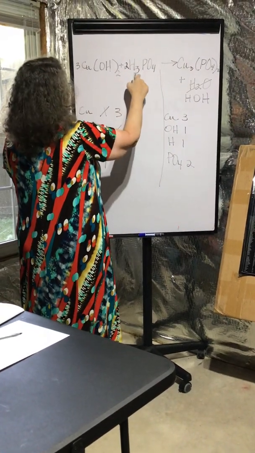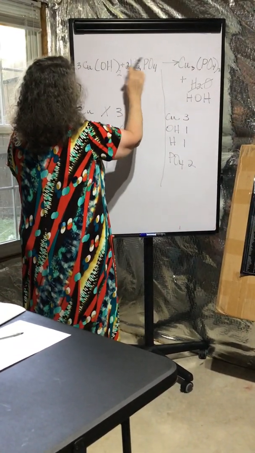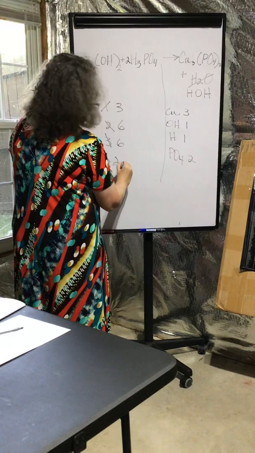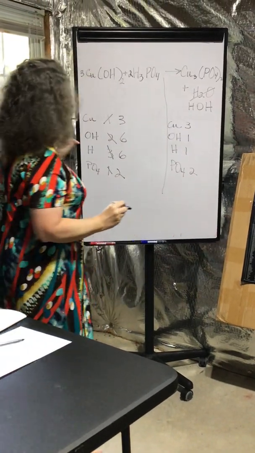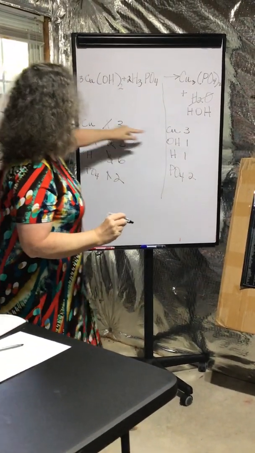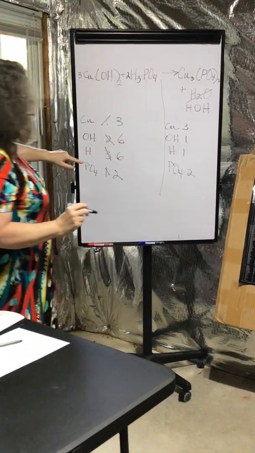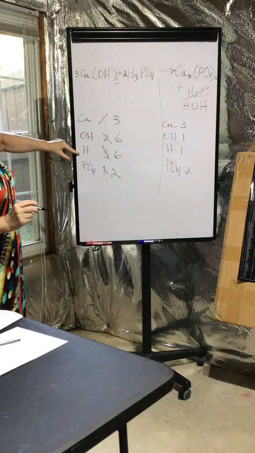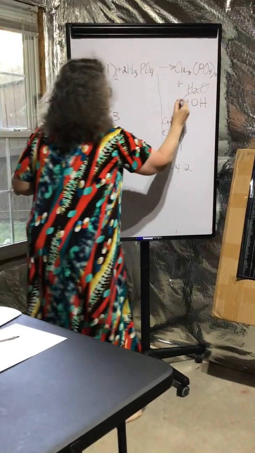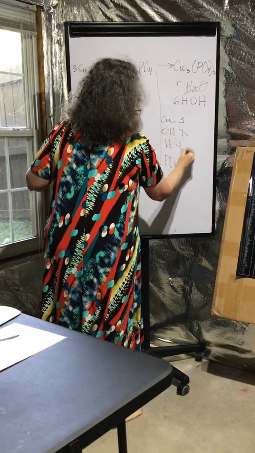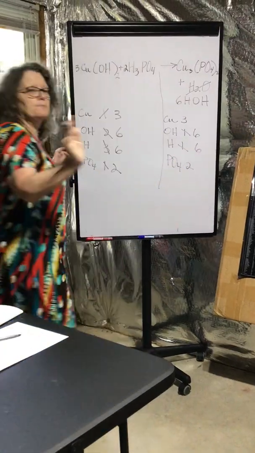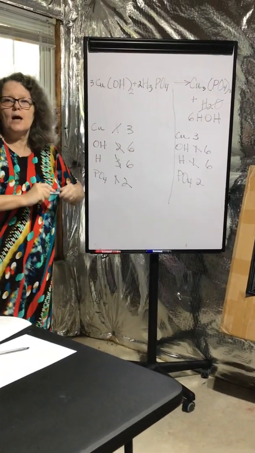Now I have 6 and 2 phosphates. Okay? So what I have now is copper 3, copper 3. Phosphate 2, phosphate 2. Water, my OH and H are each 6. All I have to do is put a 6 here. Boom, it's balanced.